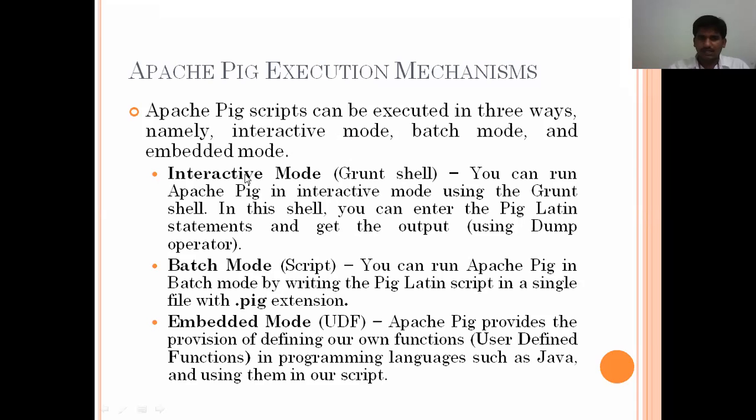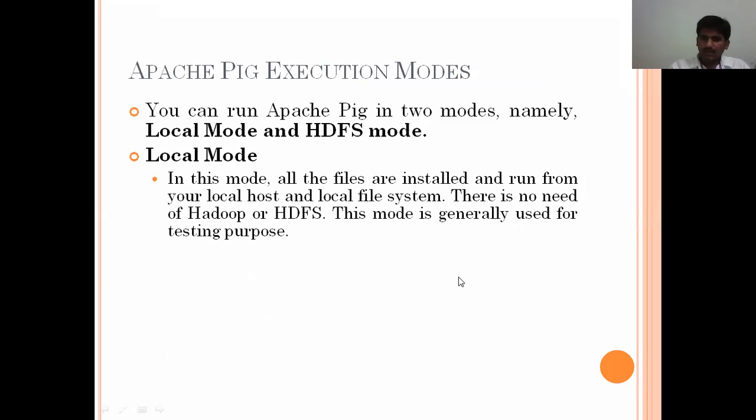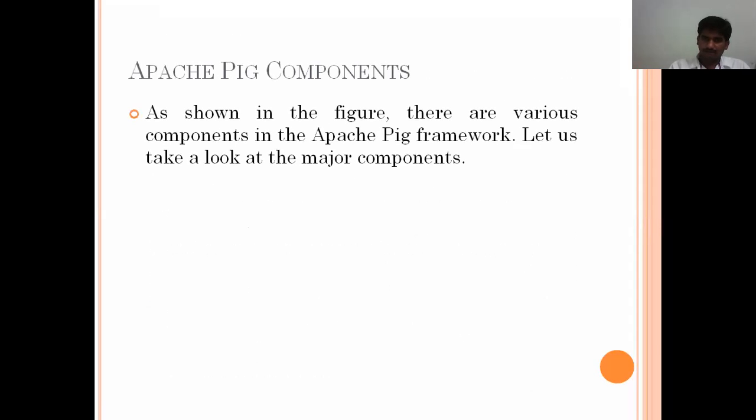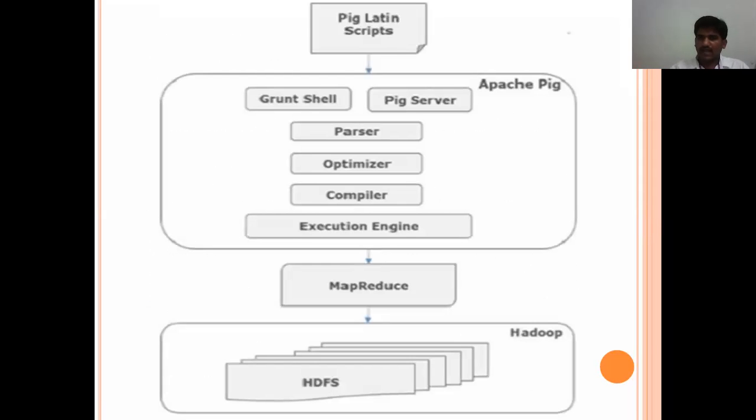The first one is the interactive mode, which is known as the Grunt shell. Have you heard this word, Grunt shell? In the Pig architecture, I will show you once again. Wait, I'm going back. You may see that the Grunt shell is there. So in Apache Pig, we have a Grunt shell. Is it visible to everyone? It is a part of Apache Pig, and this is known as the interactive mode. Through this interactive mode, we can run our Apache Pig script.